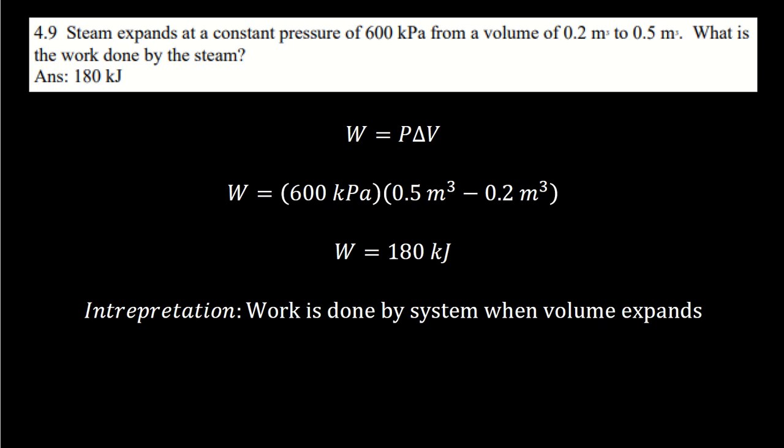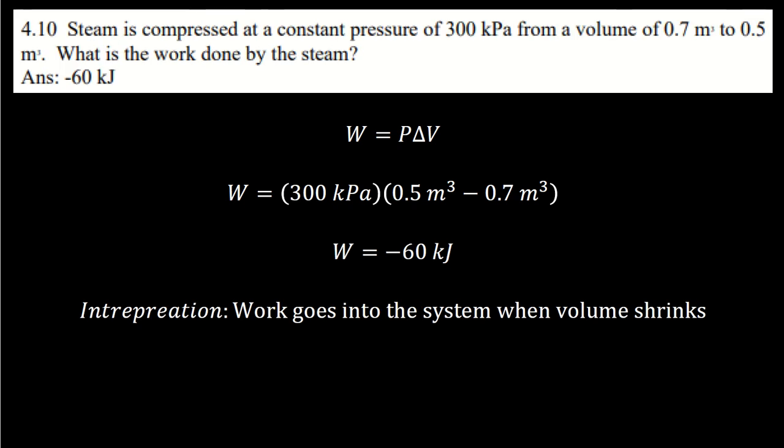Well, work is still isobaric in this scenario, so work equals pressure times the change in volume. We have a positive expansion of volume. This indicates that we will have a positive amount of work, which in this case becomes 180 kilojoules. So during pressure volume work, if a process occurs such that volume expands, that is going to be work that the system is doing on its surroundings.